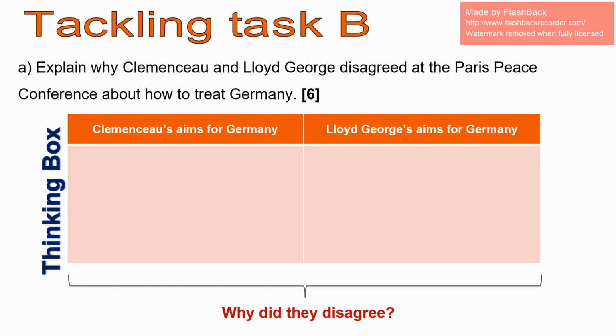But I am going to use a thinking box again. In this thinking box, I'm going to divide Clemenceau's aims for Germany and Lloyd George's aims for Germany, because it's going to make it easier to compare and contrast those ideas and to get to a middle point of explaining why they disagreed at the Paris Peace Conference. I'm not asked about Clemenceau's aims or Lloyd George's aims in particular. I'm asked for the reason why they disagreed, for which I will have to explain Clemenceau's aims and Lloyd George's, but not individually, but connecting them to show how they clashed, and therefore showing why they disagreed.